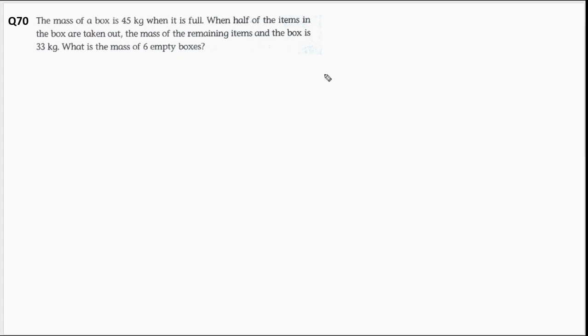Now, the challenge in this question is that usually when we have a maths word problem, it describes the mass of parcels or boxes or whatever it is and their contents as a single mass. And here you're being asked to think about the box and the contents as separate parts.